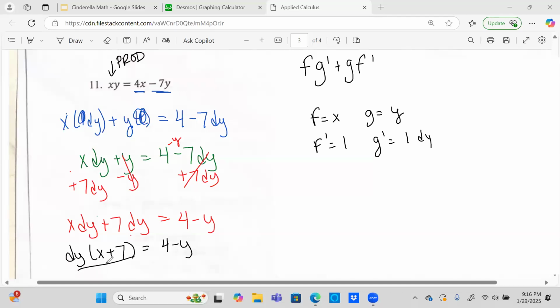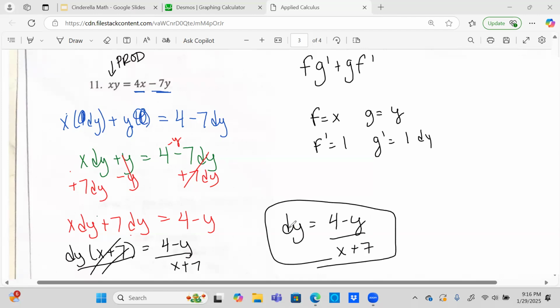And then I'll divide this. And there's our answer. So dy is 4 minus y over x plus 7. And again, if you went the other way with the moving of the dy's to the one side and the non-dy's to the other, that could look slightly different. And what's probably going to be different is the signs of things. Okay? If everything is flipped from me, you're correct.